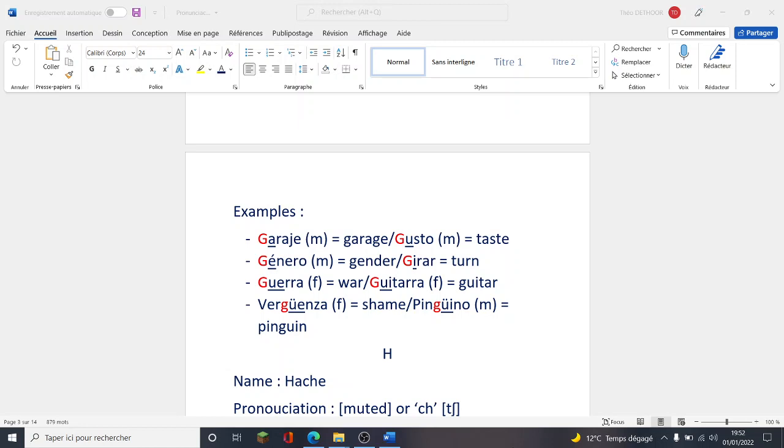So we have 2 words for that in my examples. The first one is garaje. It's masculine and means garage. And the second one is gusto. It's masculine and means taste.